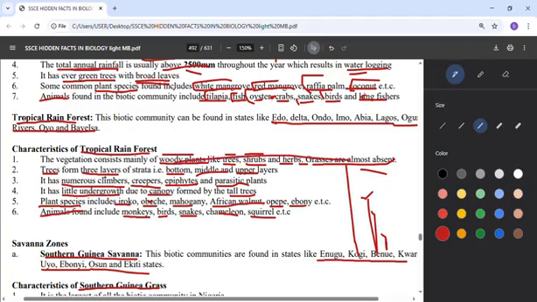Trees form three layers. We have the bottom layer of the tree, middle layer of the tree, and the upper layer of the tree where we have emergents. It has numerous climbers climbing those trees, creepers creeping on the ground, then epiphytes, that's a plant growing on another plant, parasitic plant, a plant that is damaging another plant. It has little undergrowth due to canopy. So canopy will cover the undergrowth, so they are not much.